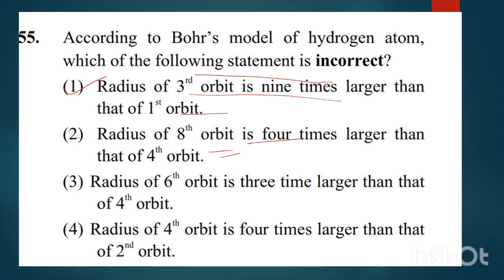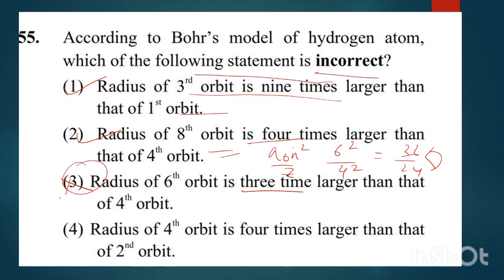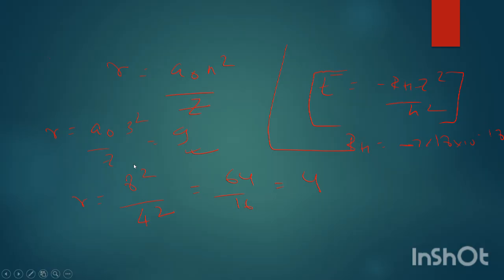Let's see the third option. Radius of 6th orbit is a0 n square by Z, that is 6 square, and 4th orbit is 4 square. 36 by 16 does not give 3 times. So the third is incorrect. The question asks which is incorrect, so the third answer is correct. So that's all. Thank you.